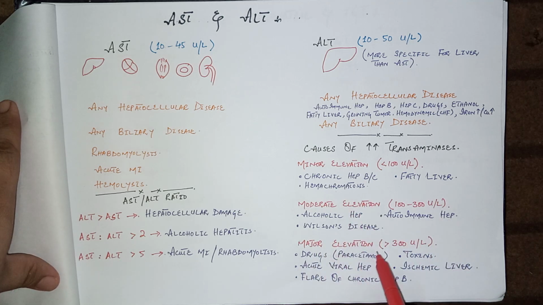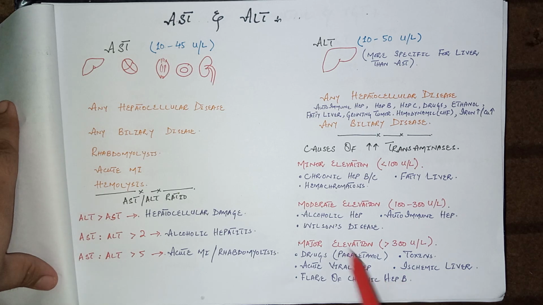But if there is major elevation, that is very high levels of transaminases, ALT or AST, greater than 300 units per liter, it may be due to drug toxicity like excessive dose of paracetamol or any toxins, acute viral hepatitis and ischemic liver diseases, and flare of chronic hepatitis B.